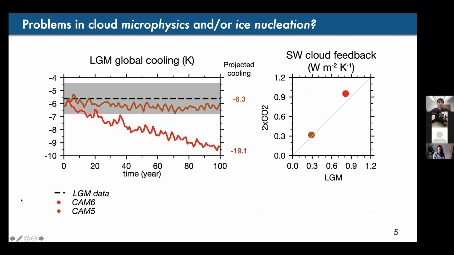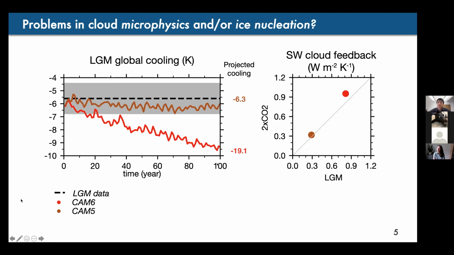The figure here shows the LGM global cooling. So the data is black here. Colored lines are model simulations. So I have 100 years of fully coupled simulation. The figure on the right shows the shortwave cloud feedback in the LGM fully coupled simulation, and the 2xCO2 slab ocean simulation based on pre-industrial. And you can see that CSM2 with CAM6 has a high shortwave cloud feedback. Therefore, we have this excessive LGM cooling. And the numbers are the projected LGM cooling.